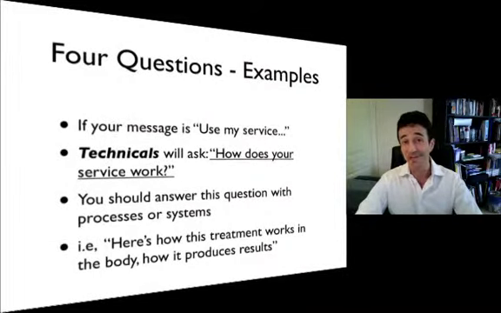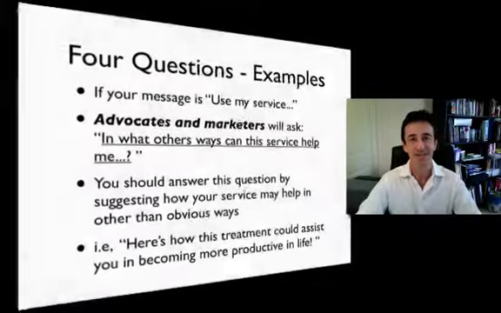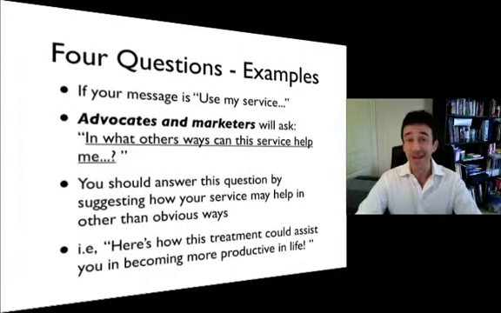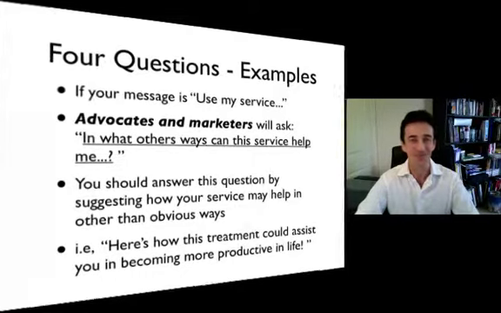The technicals are always asking, how does your service work? You should answer this question with processes or systems. In other words, here's how this treatment works inside the body at a biological level. This is what actually happens that produces these results. So if you're talking to advocates and marketers, they're always asking, in what other ways can this service help me? So you should answer this question by suggesting your service may help them in ways that may not be obvious to them. Okay? So, in other words, here's how this treatment could assist you in becoming more productive in your life. That's a way that they may not have thought of.